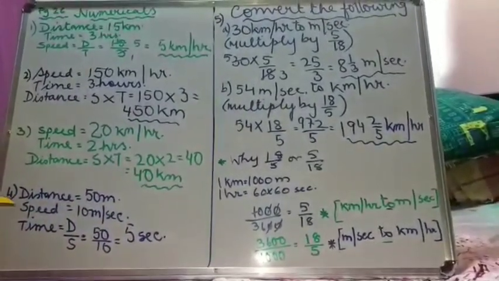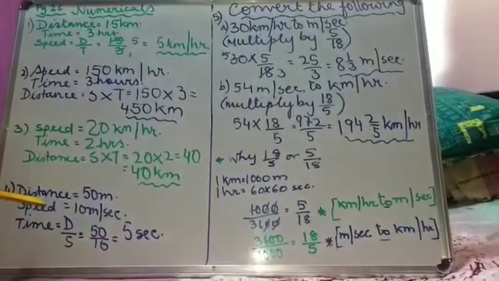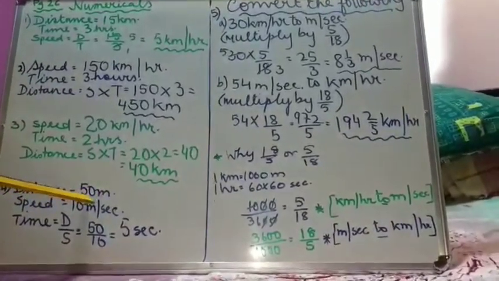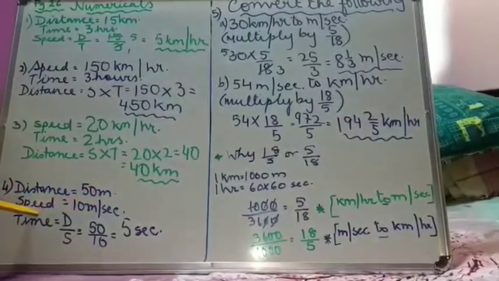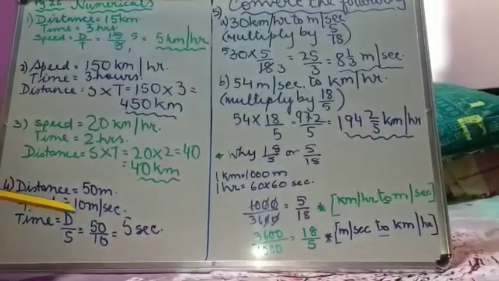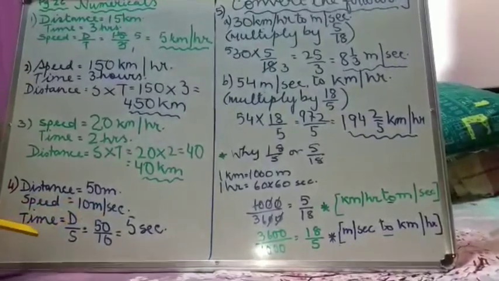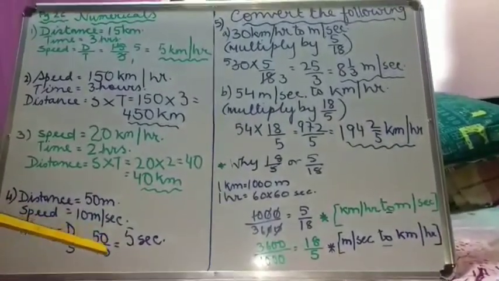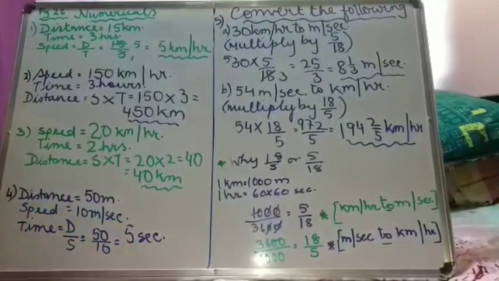Next, number 4. Calculate the time taken by a scooterist who is traveling a distance of 50 meter. How much meter? 50 meter. Speed is given 10 meter per second. So time is equal to distance by speed. That comes to 5 seconds.